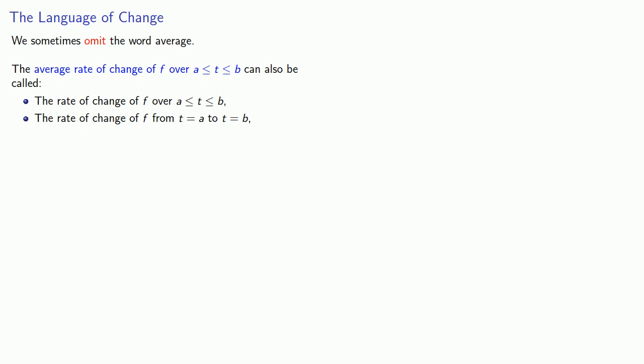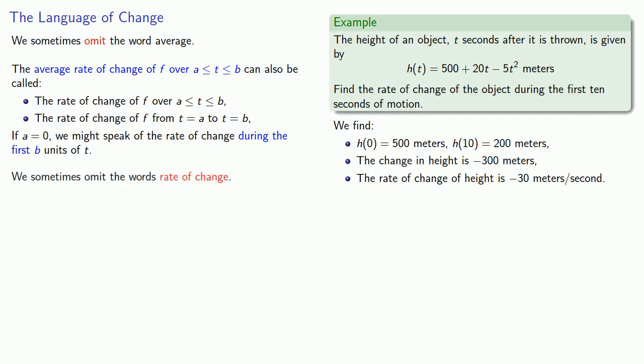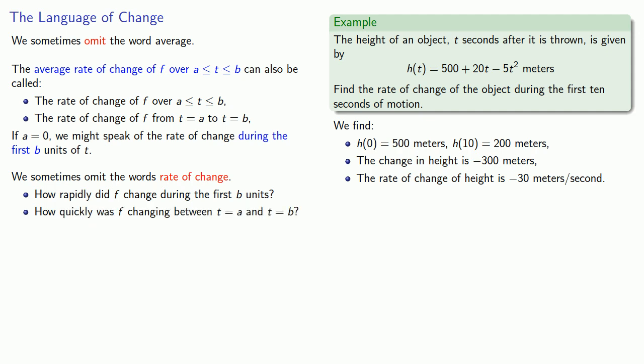And, in the special case, if a is equal to 0, we might actually speak of the rate of change during the first b units of t. In fact, we just did. But wait, it gets worse. We sometimes omit the word rate of change. And so we might ask questions like, how rapidly did our function change during the first b units? Or maybe, how quickly was f changing between t equals a and t equals b? And it's important to understand that sometimes we are looking for an average rate of change, but we might not use the word average or rate of change.